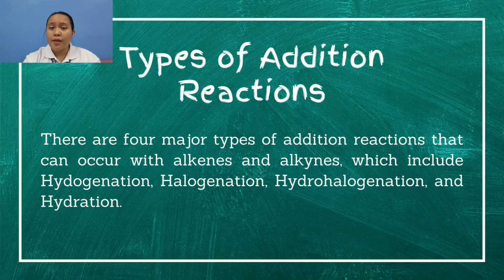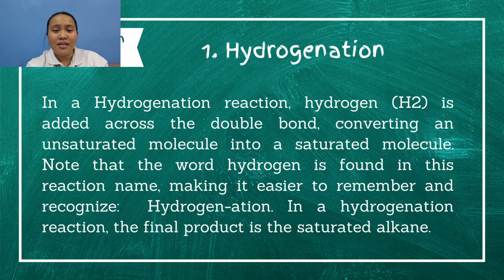There are 4 major types of addition reactions that can occur with alkenes and alkynes, which include hydrogenation, halogenation, hydrohalogenation, and hydration. First, what happens in hydrogenation? Imagine a double bond in a molecule. It's like a tight handshake between 2 atoms. Now, in a hydrogenation reaction, we break this double bond by introducing hydrogen gas or H2. This breaking allows the 2 hydrogen atoms to attach to the molecule, one on each side. The result: our previously unsaturated molecule becomes saturated.